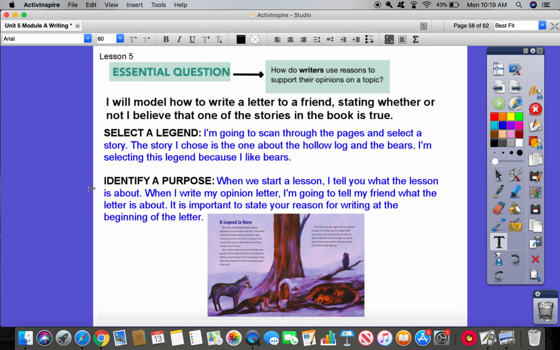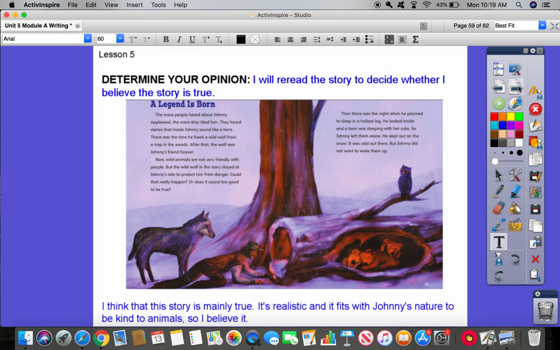So I'm going to identify a purpose. When we start a lesson, I will tell you what the lesson is about. When I write my opinion letter, I'm going to tell my friend what the letter is about. It is important to state your reason for writing at the beginning of the letter. Then you have to determine your opinion. I will reread the story to decide whether I believe the story is true.